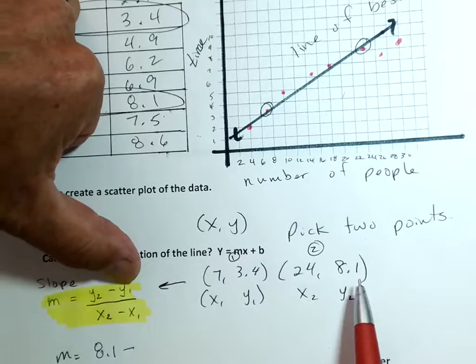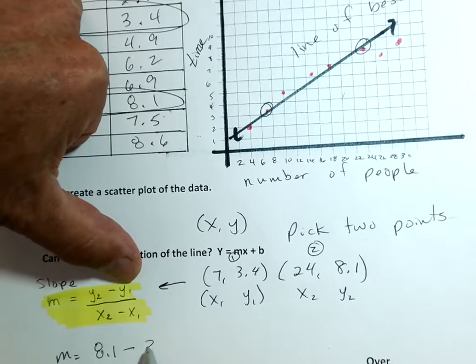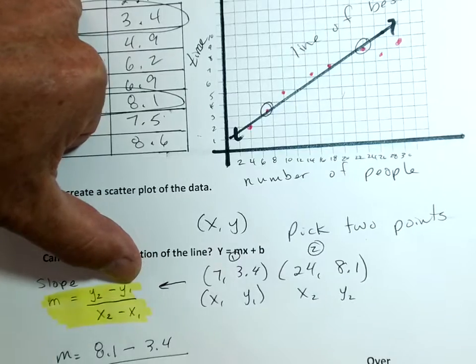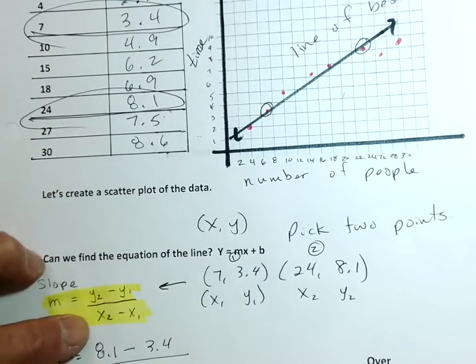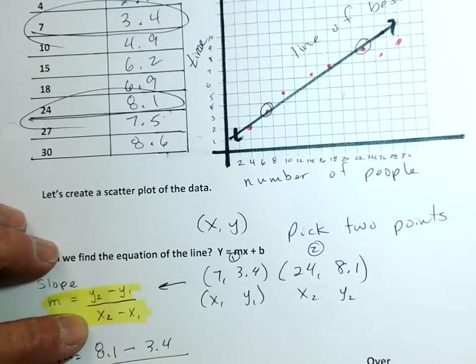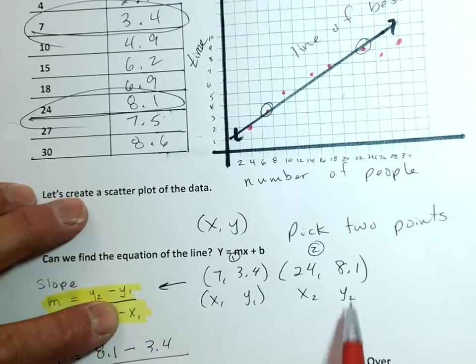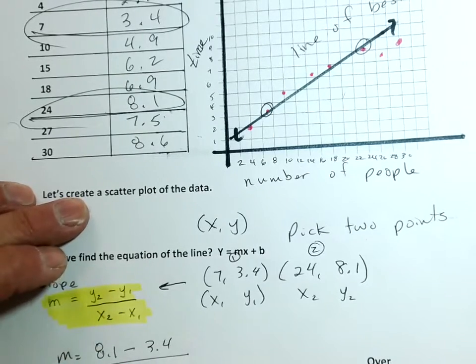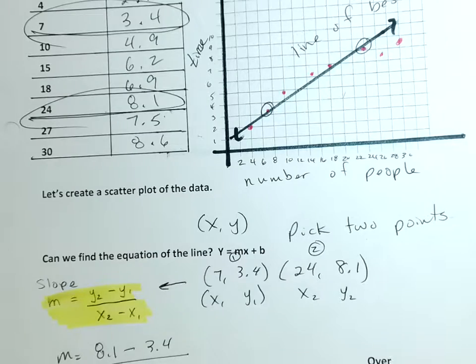Subtract y1, which is my 3.4, all over my x2, which is my 24, minus my x1, which is my 7. Okay? I've got my first point.